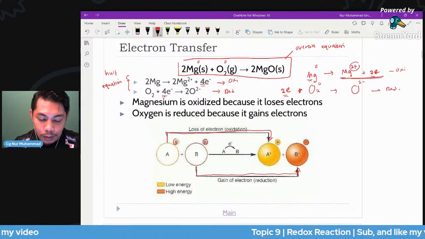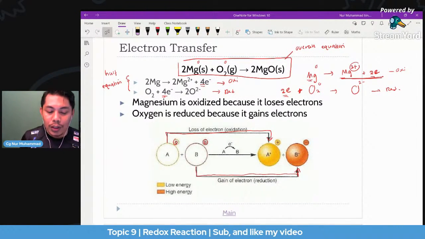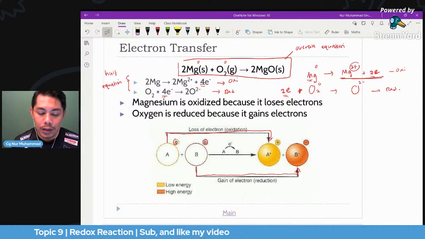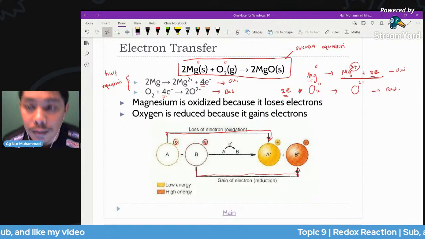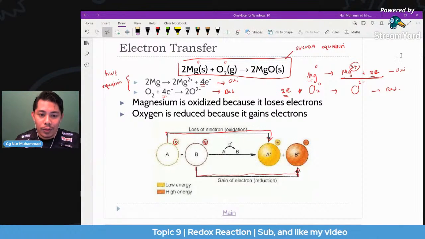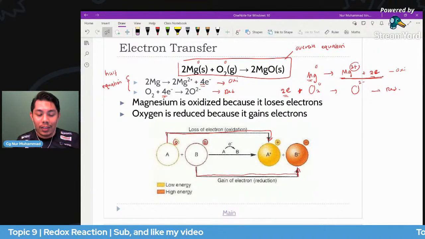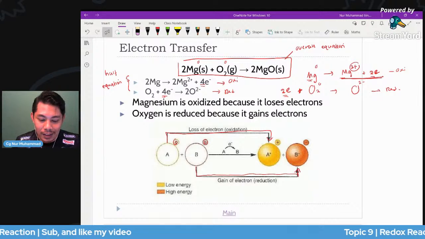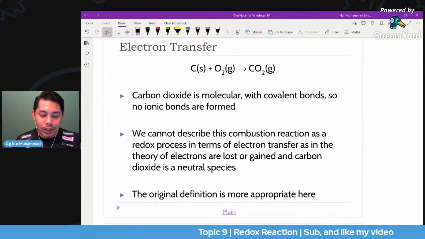Okay kelas. Boleh nampak kat sini macam how to identify the oxidation and reduction based on electron transfer. Okay tak? Okay, hopefully okay. Okay, sebab ni baru introduction of redox reaction. Okay, alright. Electron transfer lagi.